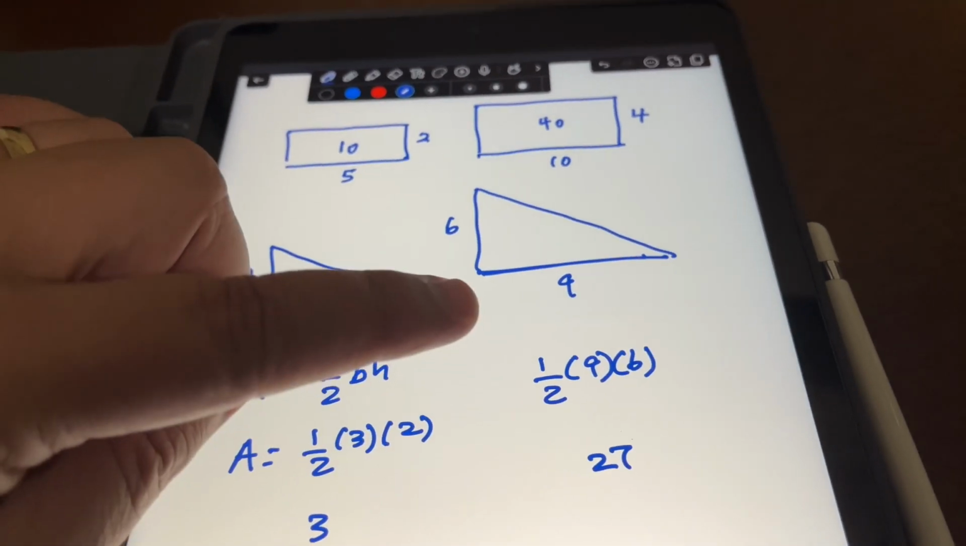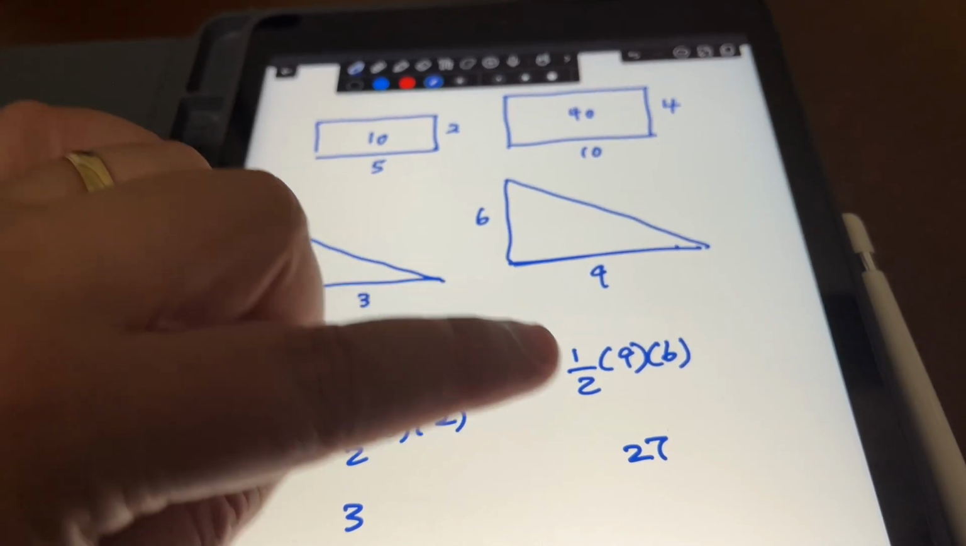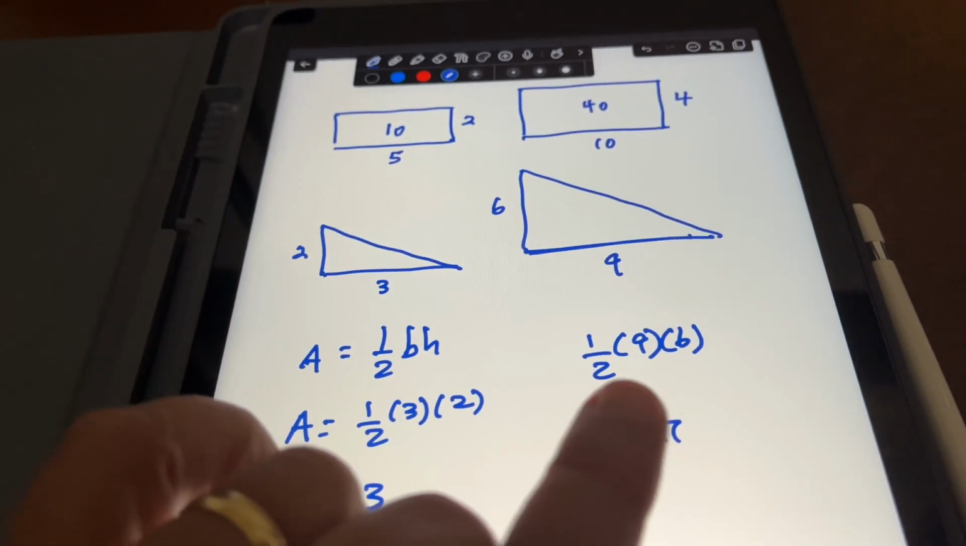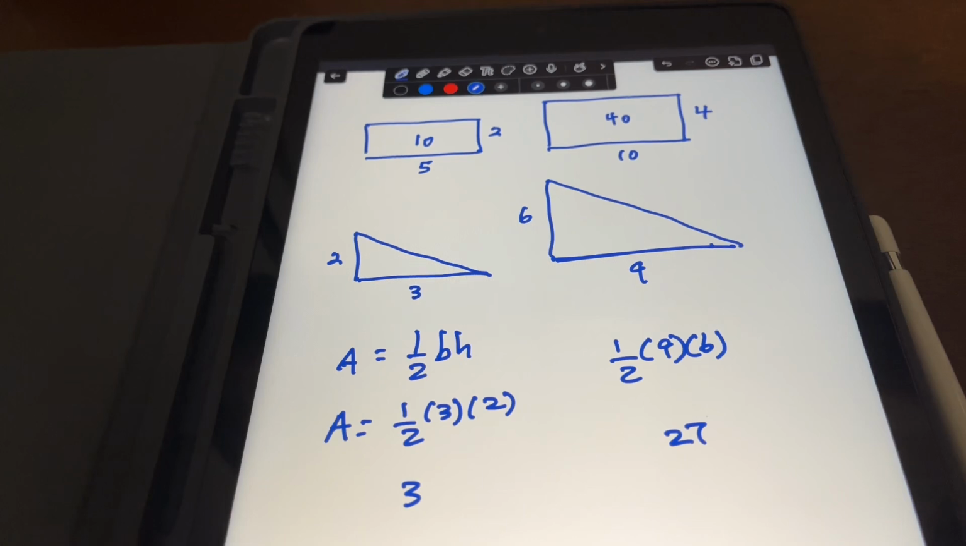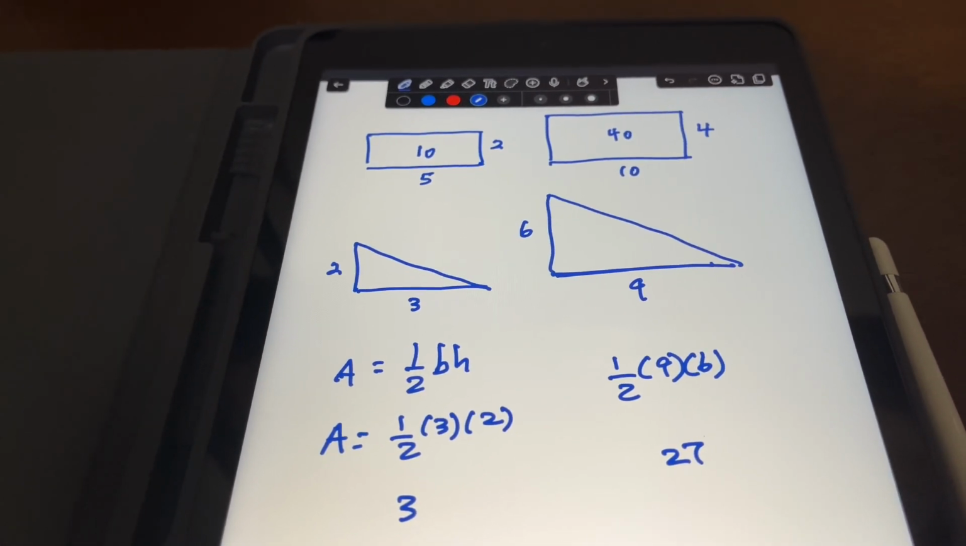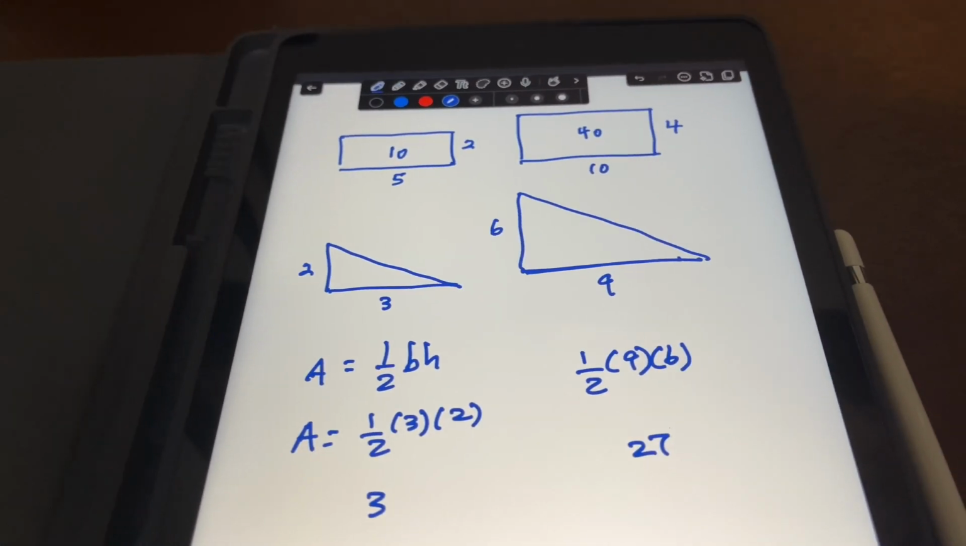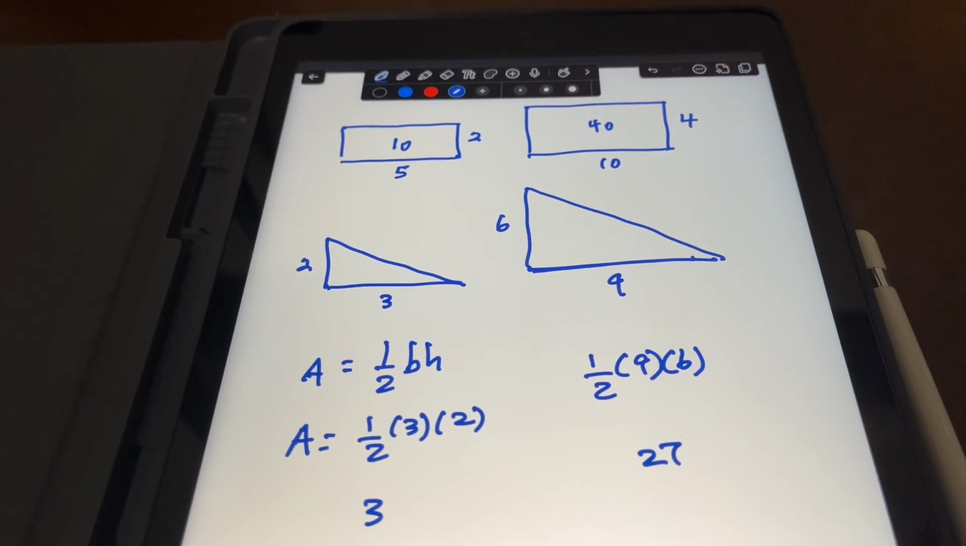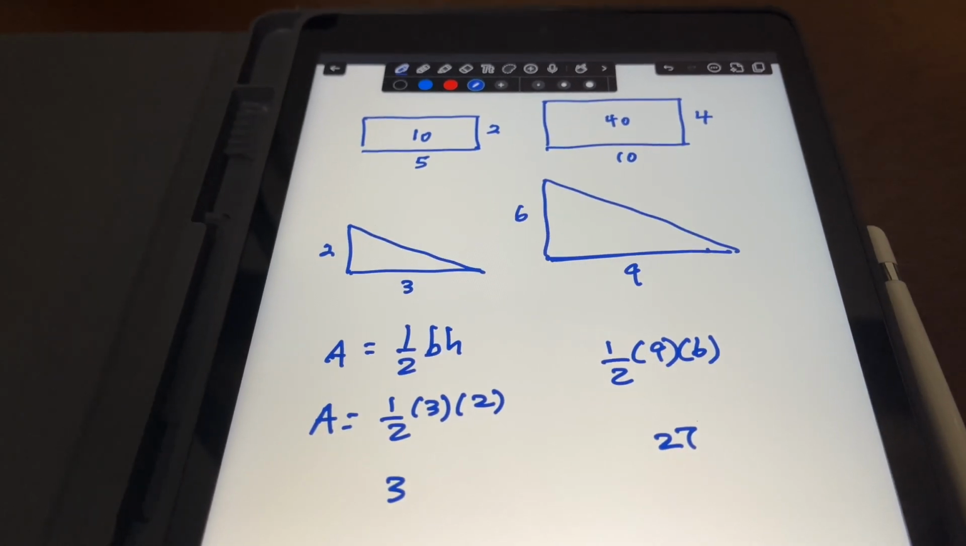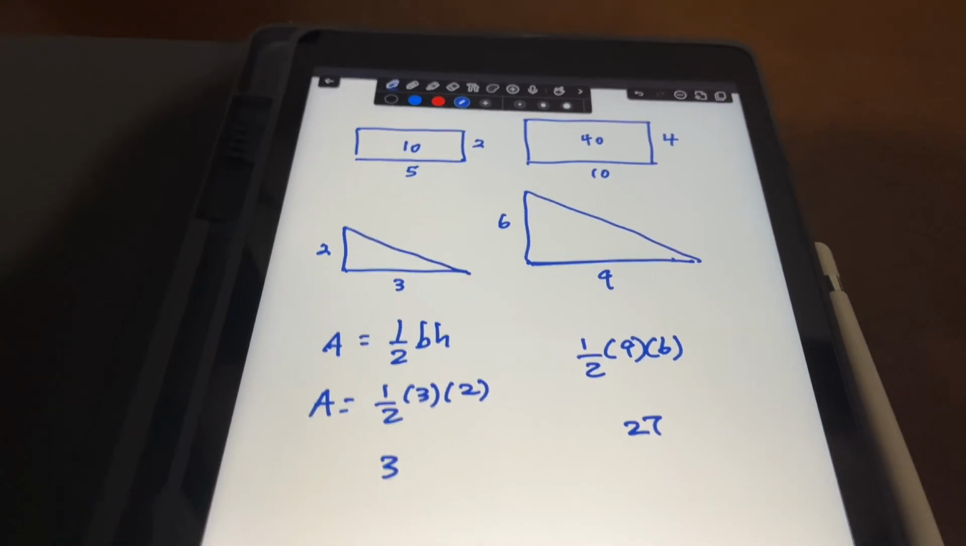Over here, it's going to be 27 because it's 1/2 of 9 times 6. 9 times 6 is 54. 54 divided by 2 is 27. Divided by 2 or multiplied by a half is going to be 27 either way. So 3 and 27. Think about that for us.